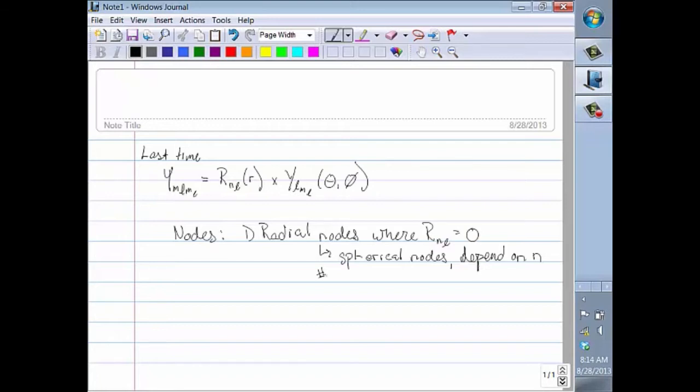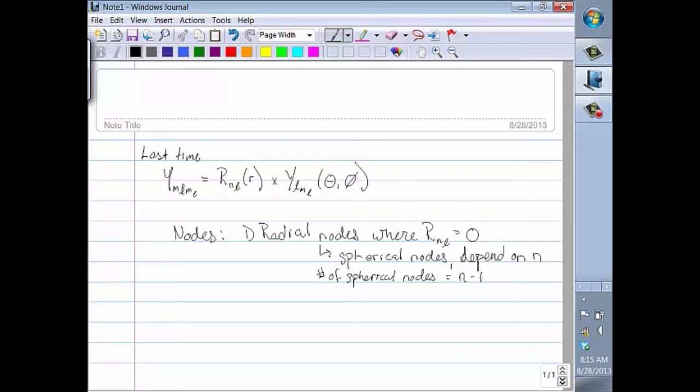No. There's a boundary surface where the function approaches 0, but it never is 0. Okay, so that's different than a node. So there's a boundary surface in the 1s orbital, but there's not a node. In the 2s orbital, is there a radial node? We just saw that there was, right? So there's a boundary surface and there's a node. So the number of spherical nodes is equal to n minus 1.